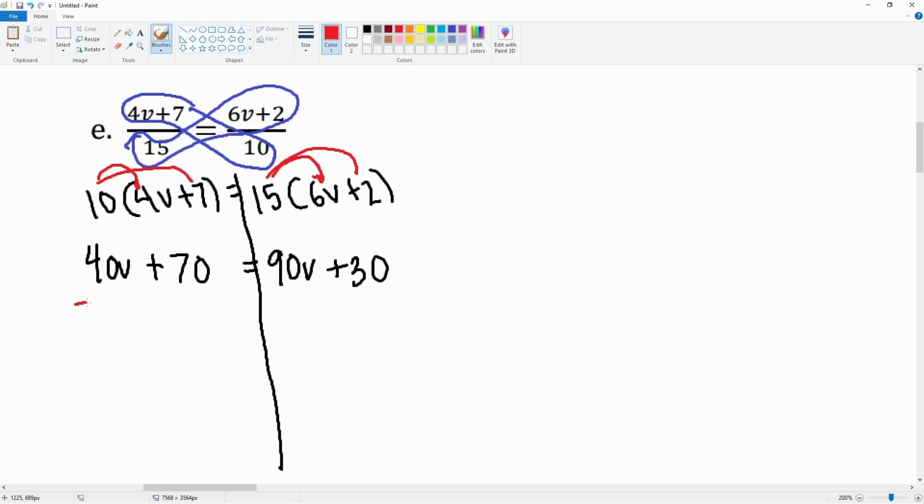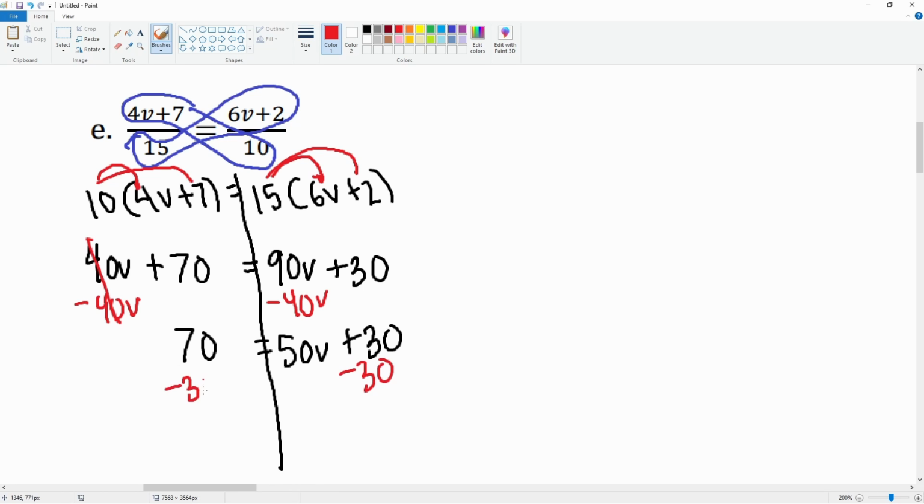40v is the smaller one. So we're going to subtract 40v from both sides. 40v minus 40v cancels, leaving you with just a 70 on the left-hand side, equal to 90v minus 40v, which will get you 50v plus 30. How do we get rid of a plus 30? Well, we're going to subtract 30 from both sides. 30 minus 30 will cancel out, leaving you with just a 50v on the right-hand side. 70 minus 30 will get you a 40 here.